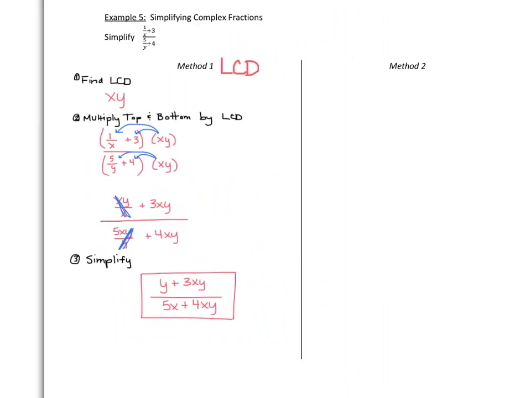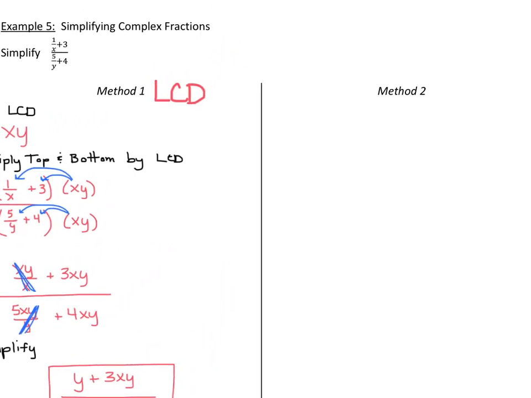Okay. So the other one, it's approaching it as a division problem of fractions. Let me slow down a minute. First of all, I'm going to write it as a division problem instead of as a fraction. So that'll look like 1 over x plus 3 divided by, I'm going to use my actual division sign, 5 over y plus 4.